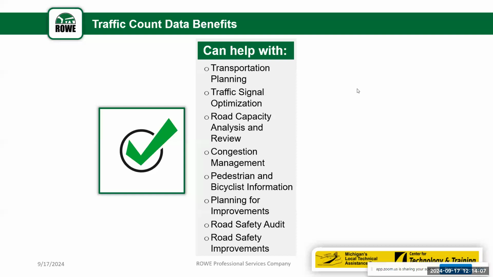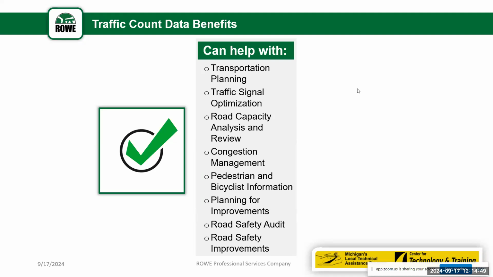So, some traffic count data benefits. As I mentioned before, it can help with a lot of different things you might want to pull for whatever you're looking at in your community. But transportation planning is the top one. That would be if you've got any developments in the area or want to look at planning for the future. Traffic signal optimization: signal timing improvements along a corridor, or making sure you're getting a green light every time you come up to that signal in the direction you're traveling. Any road capacity analysis and review, you're going to want to see some traffic counts.